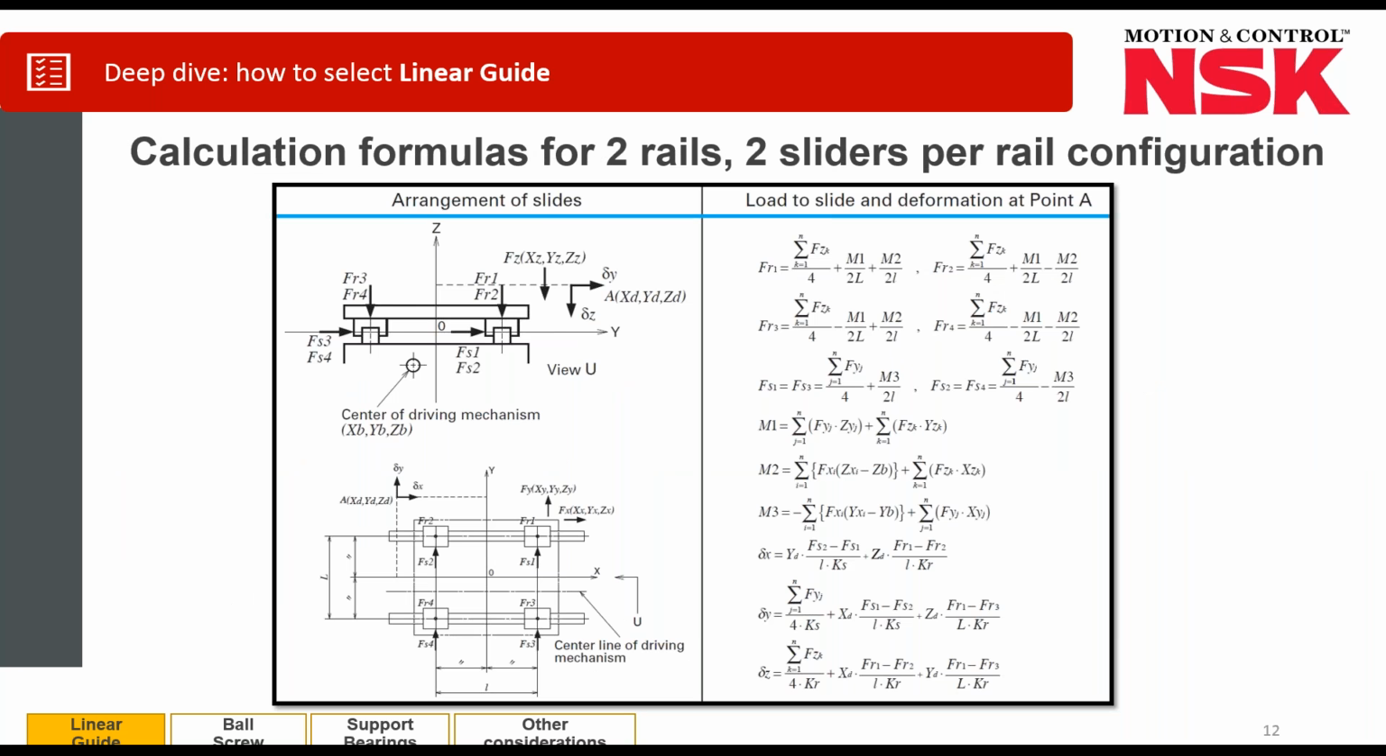So for us engineers, this is a screenshot from our catalog. It is basically the free body diagram and analysis techniques we use to come up with those loads to help us decide what the life of the linear guide is going to be. I'm not going to go into this too much, but this is in fact the technical detail that you would use to come up with those loads. Next.